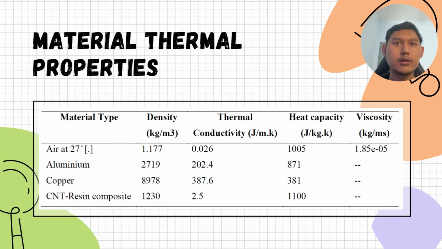Here's a quick comparison of all materials used. Air is the working fluid. Aluminium was used for the tubes. For the fins, copper had the highest thermal conductivity but is much heavier. CNT-Resin, although lower in conductivity, is lighter and still performs well. This balance is key in optimizing heat exchanger design.